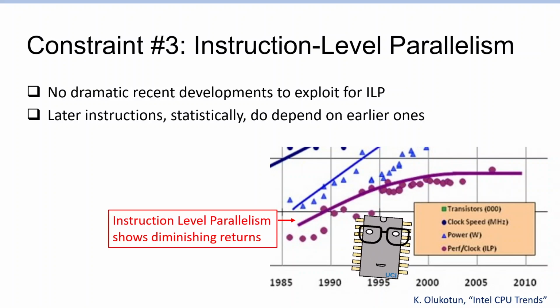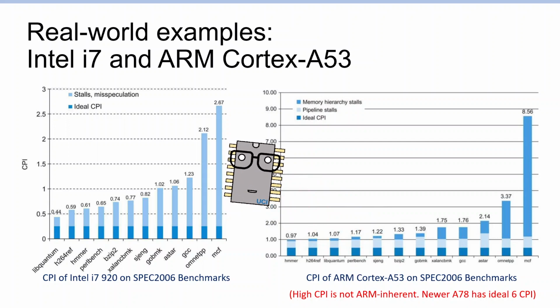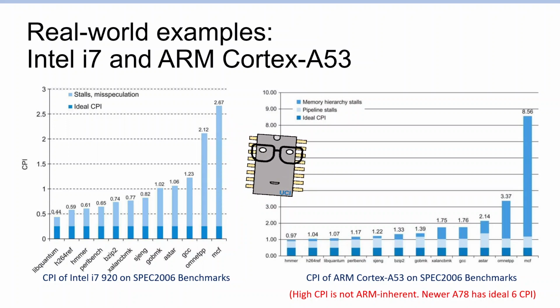There seems to be a limit. And this is a slide I showed in one of the previous lectures. Now, maybe these numbers mean more than when we first showed it. Real world examples from one of the older Intel i7 processors and from one of the older mobile class ARM processors.